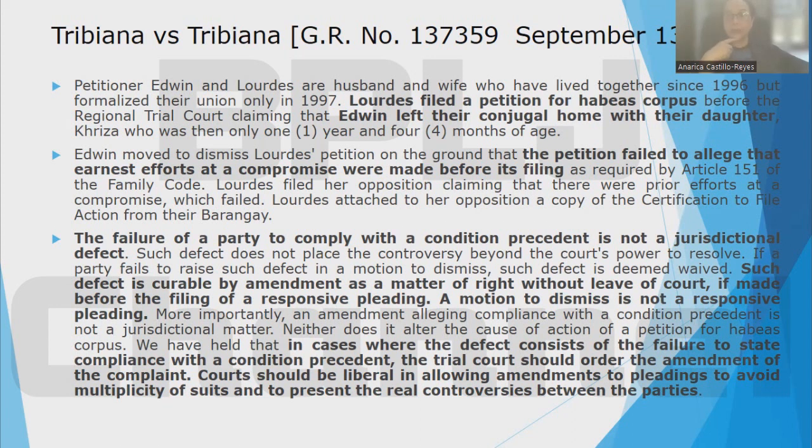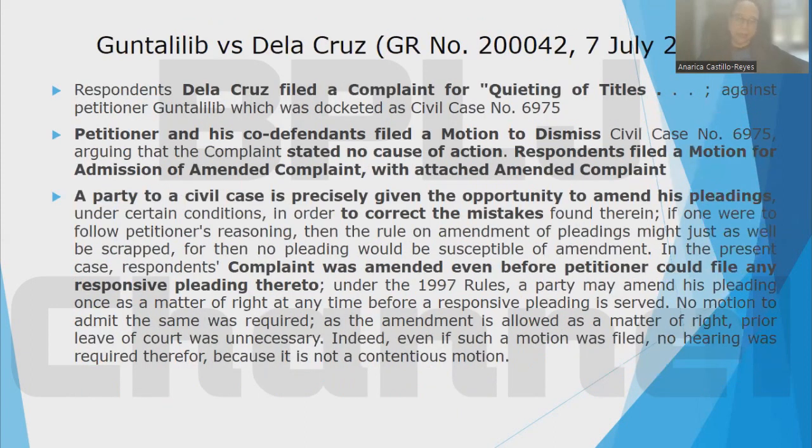submit an amended complaint. In cases where the defect consists of the failure to state compliance with a condition precedent, the trial court should order the amendment of the complaint. Court should be liberal in allowing amendments to pleadings to avoid multiplicity of suits and to present the real controversies between the parties. We have the case of Guntalili versus De La Cruz.